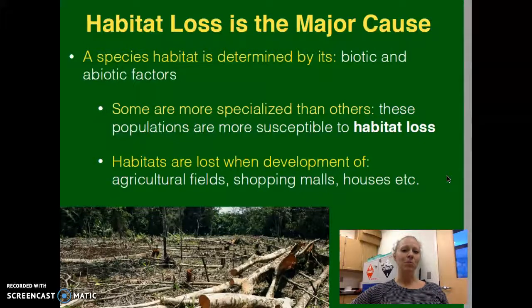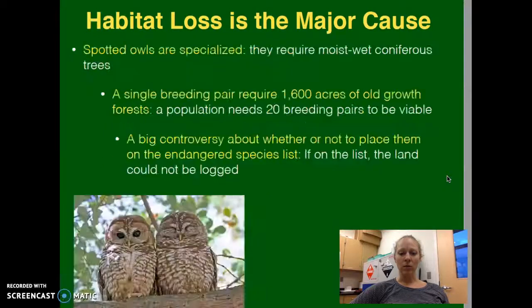Habitats can be savannas, they can be forests. We oftentimes just think of forests, but desert dunes or dunes on the coast and grasslands are all different habitats for specific organisms. And so a famous example of this is the spotted owl in the northwest North American forests. They require moist, wet coniferous trees, and a single breeding pair requires 1,600 acres of old growth forest. They require these very, very large coniferous trees.